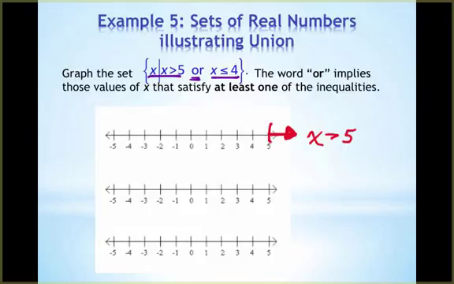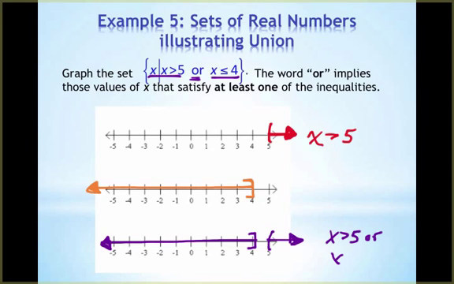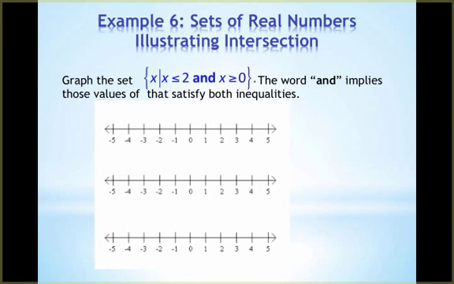X is less than or equal to 4 would have a bracket there. And then we want to go towards negative infinity. Now remember, when it's an or, what we do is we just combine those two graphs together and make one big graph or one big interval. So we're just going to put our first part of our graph up here. Our second part of our graph is here. And there would be our final graph of x is greater than 5 or x is less than or equal to 4.